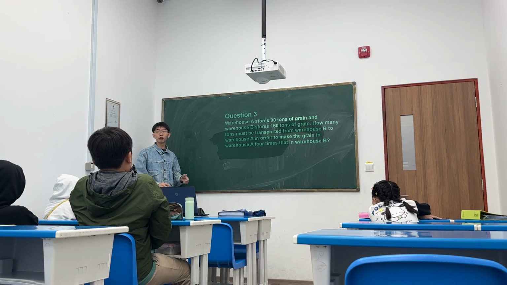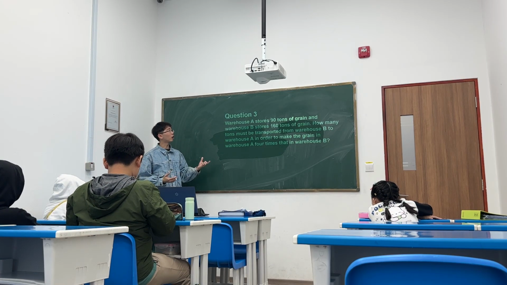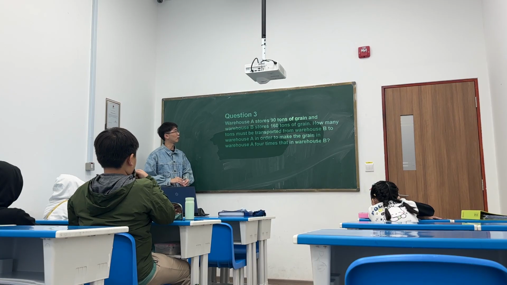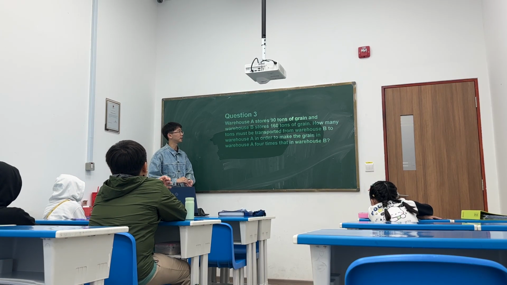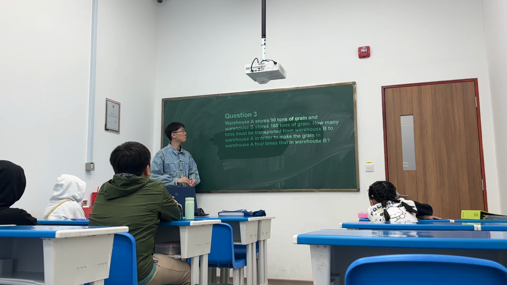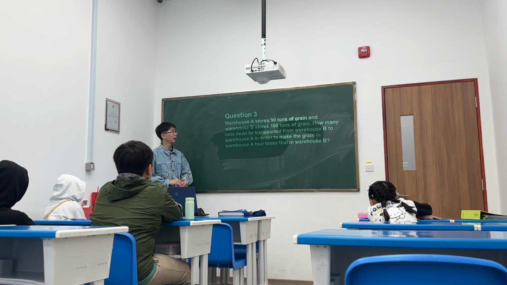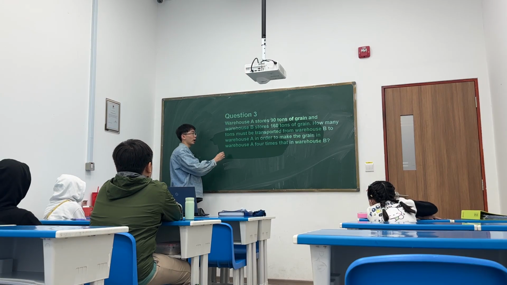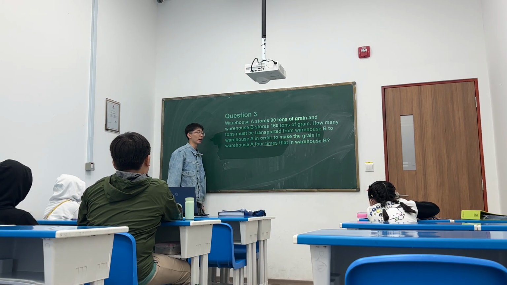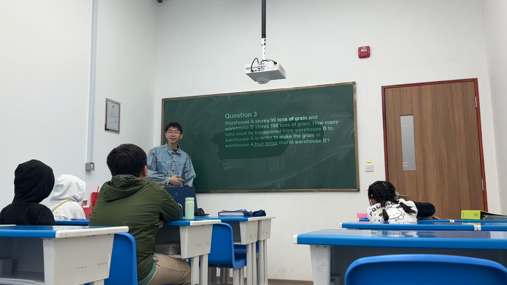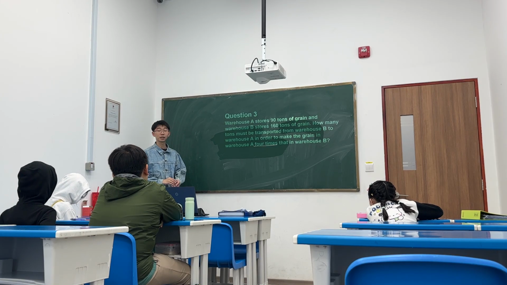For this question, let's try to solve it together. It says warehouse A stores 90 tons of grain and warehouse B stores 160 tons of grain. How many tons must be transported from warehouse B to warehouse A in order to make the grain in warehouse A 4 times that in warehouse B? Any idea how to draw the model in this question?